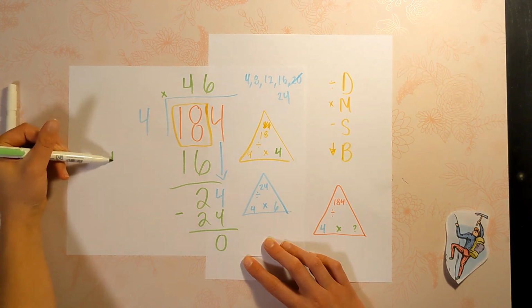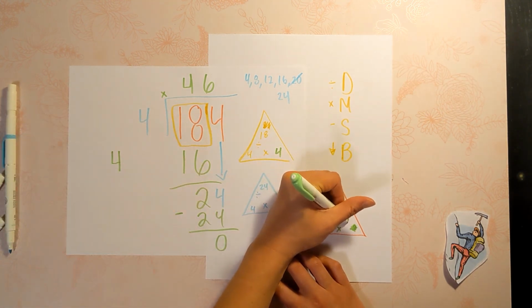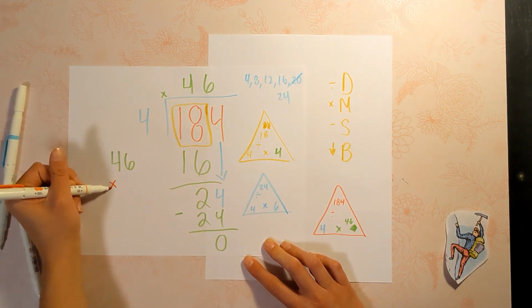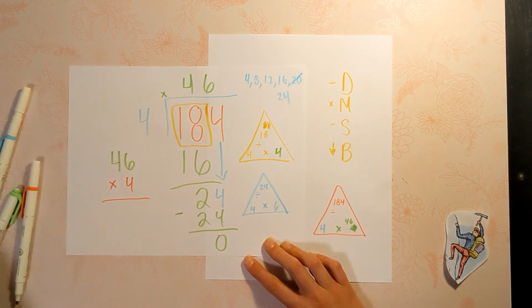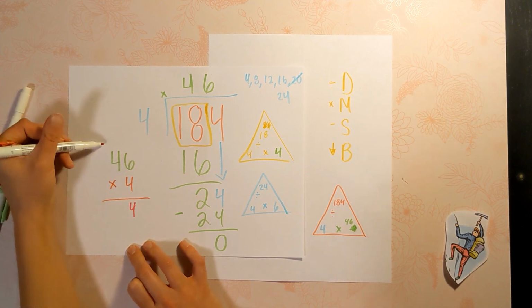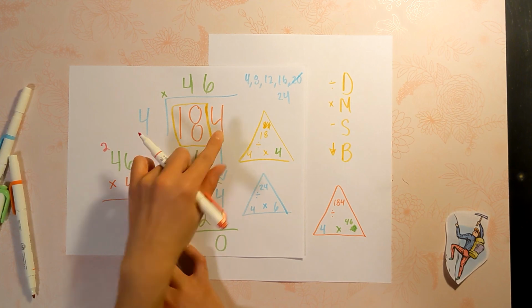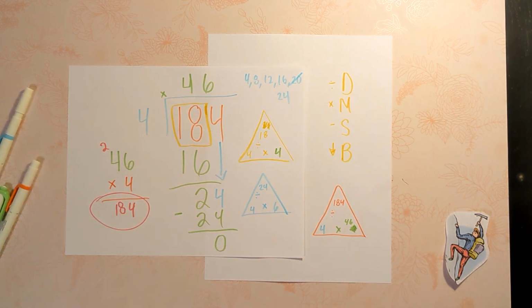And then please make sure that you check it. So we're saying 184 divided by 4 is 46. So therefore you're claiming that 46 times 4 is 184. So we need to check that with multiplication. 4 times 6 is 24. 4 times 4 is 16. Plus 2 is 18. And there you go. And that's how we use our standard algorithm.